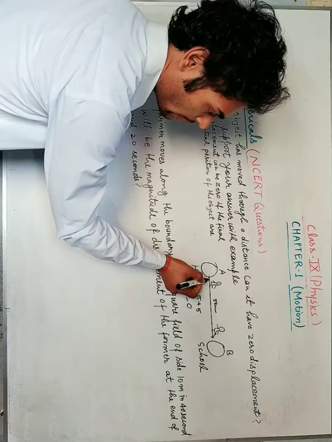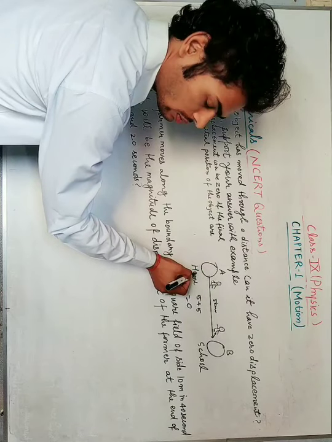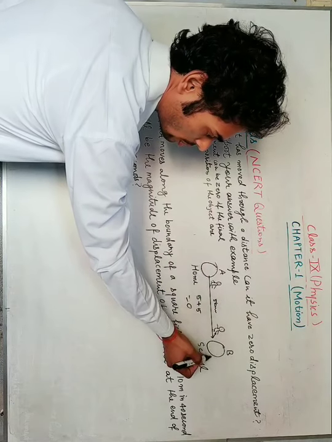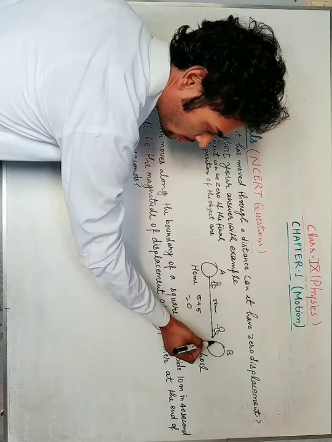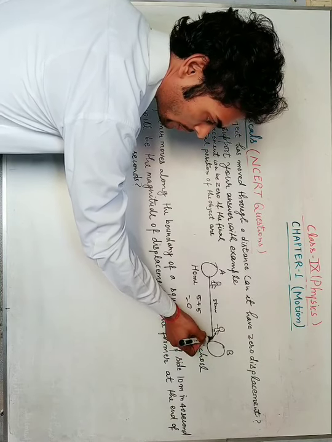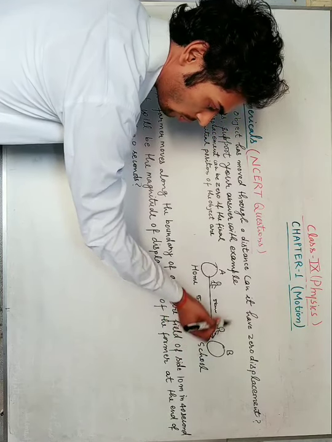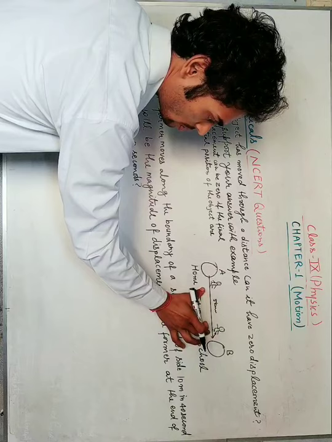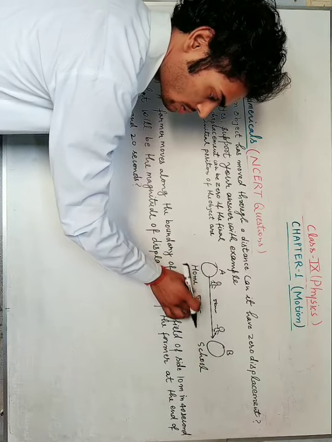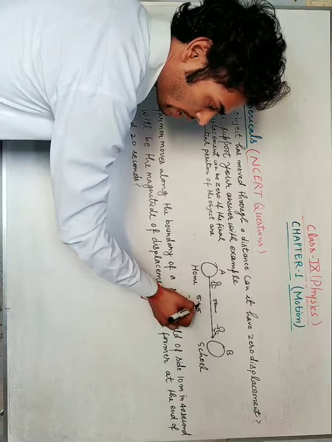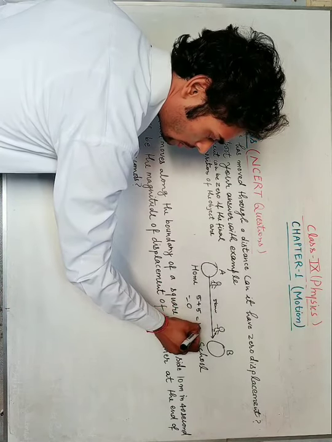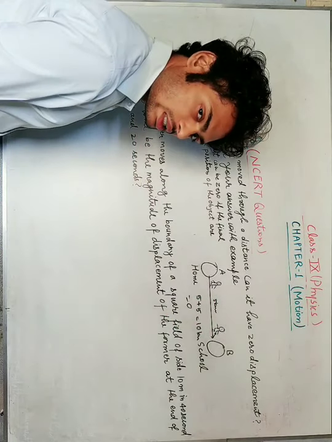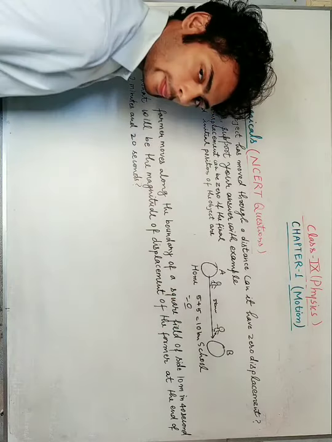Suppose that a boy starts moving from home to school, and after some time the boy goes back to his home. Suppose that the distance between home and school is 5 kilometers. Then total distance covered by the boy equals 5 plus 5, 10 kilometers. But the displacement, because initial and final position is same, becomes 0.